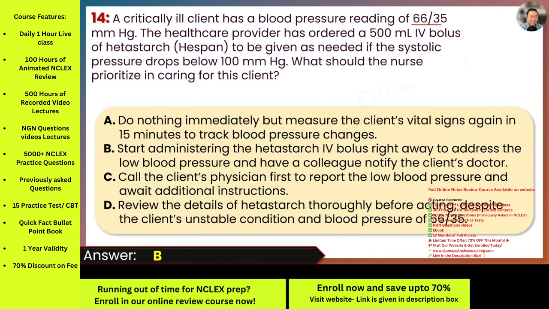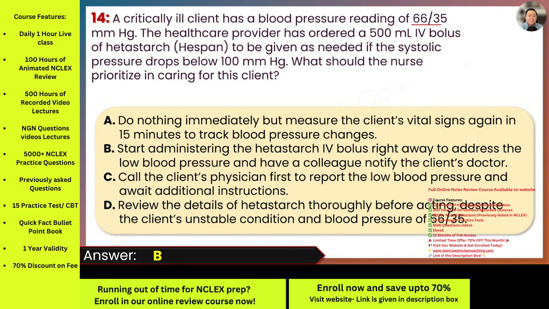You have to administer the Discharge IV bolus because, again, the blood pressure is very low. It means that the body isn't getting enough oxygenated blood to the vital organs. And the doctor already has ordered the bolus as needed for the situation. So there's no need to delay the treatment by waiting for more instructions.